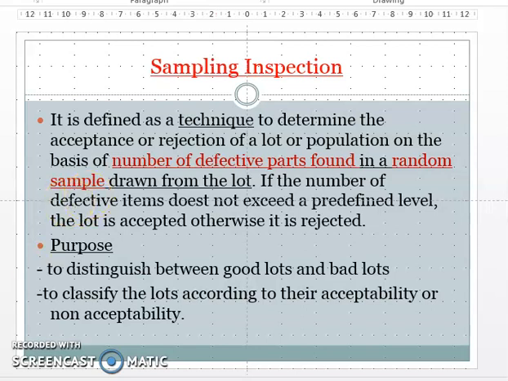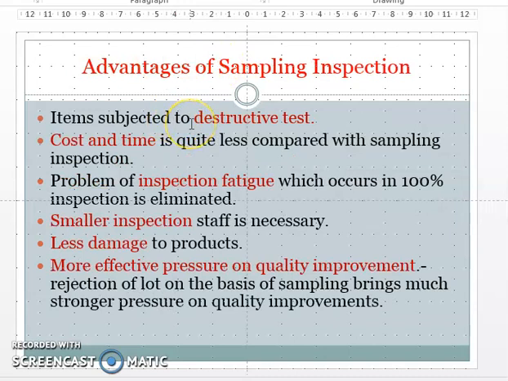And after that, what are the advantages of sampling inspection? Just see, when the items are subjected to destructive test, at that time you have to go for sampling inspection. For example, electric bulbs. If you have to test an electric bulb, you have to destroy it, or you have to use its full life, then you will understand its life. For that purpose, this type of product is tested by sampling inspection.